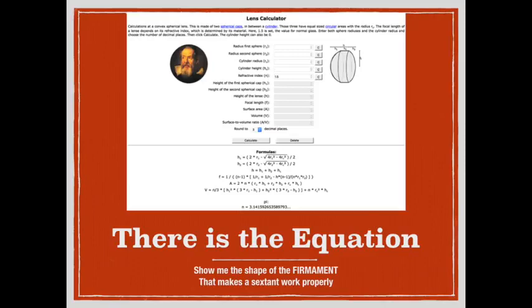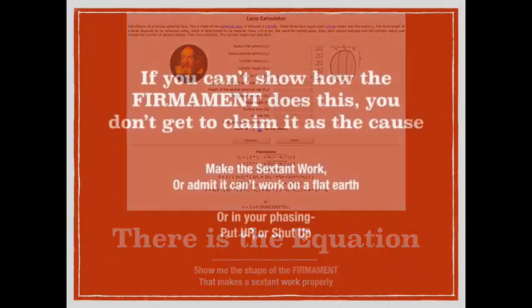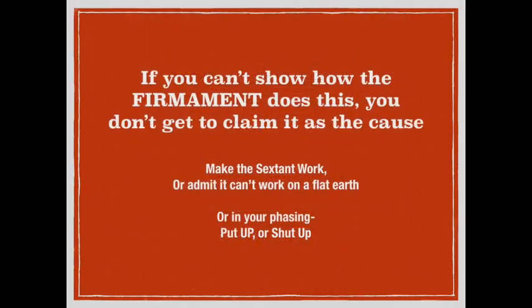I've even been so kind as to give you the equations you need to have in order to calculate the size and shape of the lens. So basically the challenge is very simple. You either show me how the firmament does this and corrects these refractive indexes by angle of degree, or you can't get to use it as an excuse as to why a sextant actually works on a flat Earth.